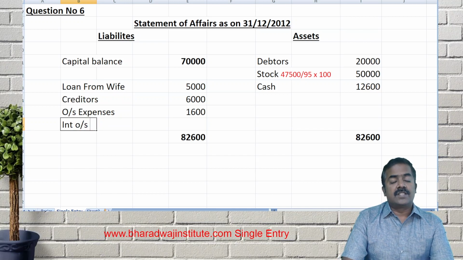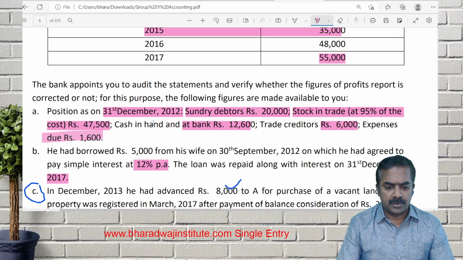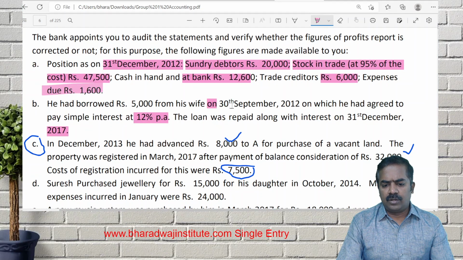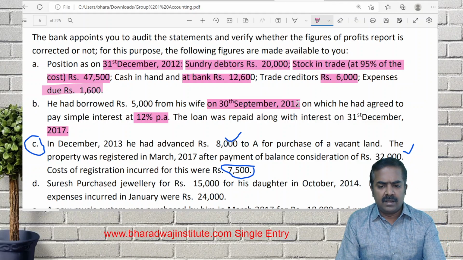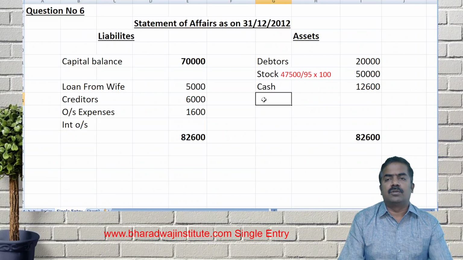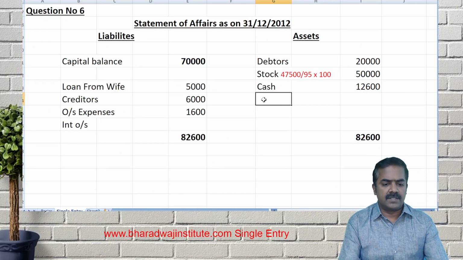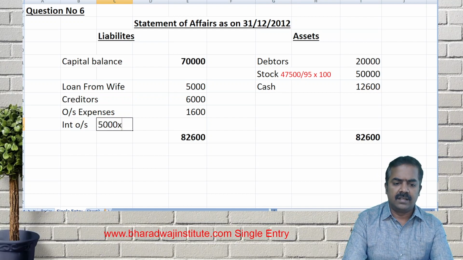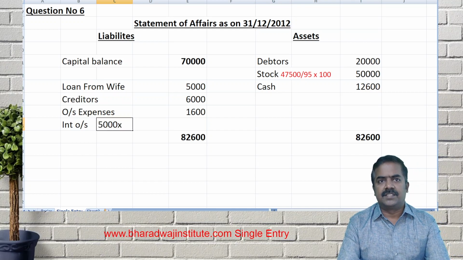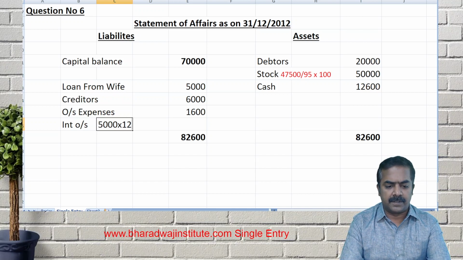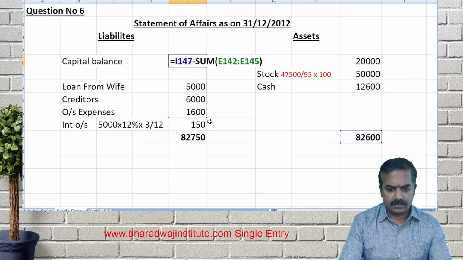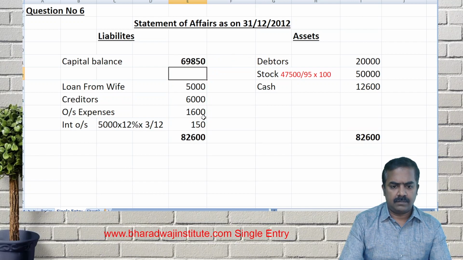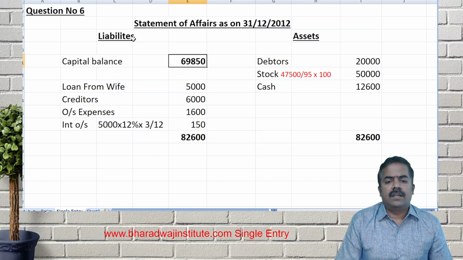Then one more thing, interest outstanding. Look at the words used. The loan was taken on 30th September 2012. We are preparing the statement of affairs on 31-12-2012. How many months? 3 months' interest accrued. 3 months' interest outstanding. If interest is paid, it will not come. Since it is not paid, it will come here. How much? What percentage? 12% for how many months? 3 months. How much does it come to? 69,850.